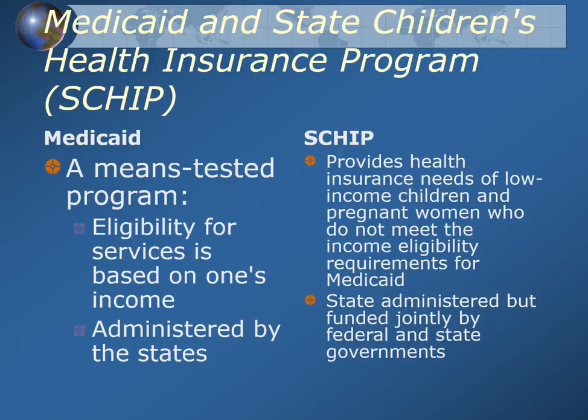The federal government provided block grants to the states that are combined with matching state funds. Medicaid is a means-tested program, which means that services are based upon income. SCHIP is something set up for each state. This is automatic health insurance coverage for low-income children and pregnant women who do not meet the income eligibility requirements for Medicaid. The state administers it, but it is funded jointly by the state and federal governments.